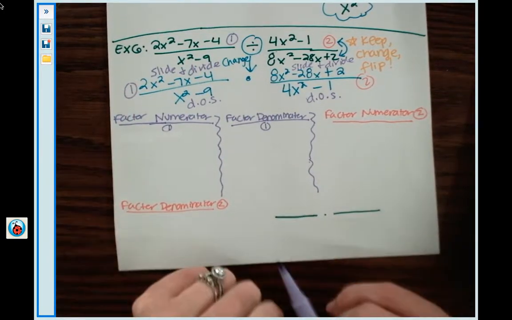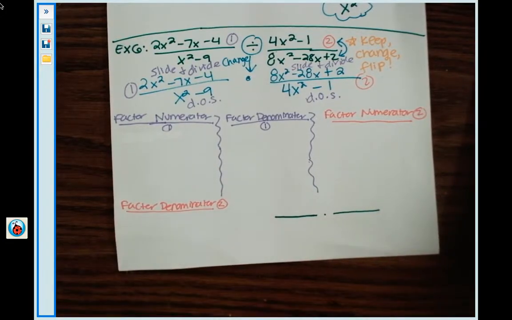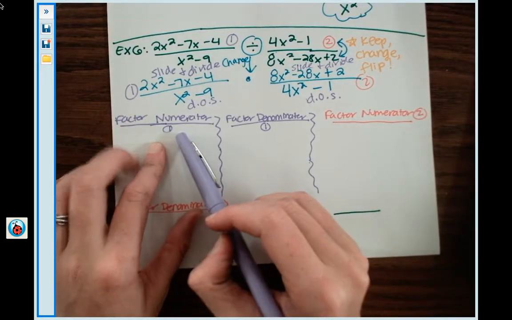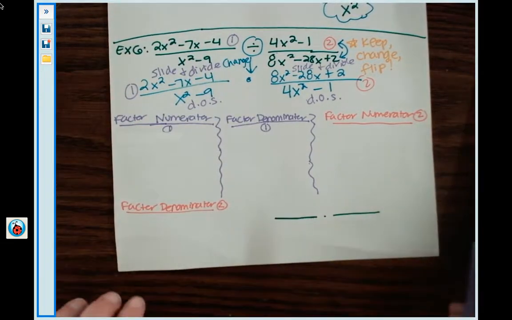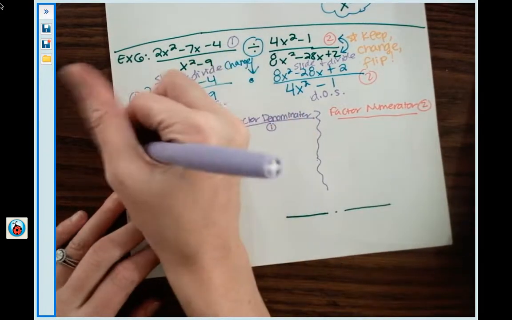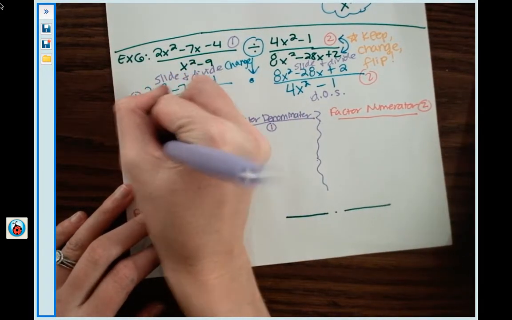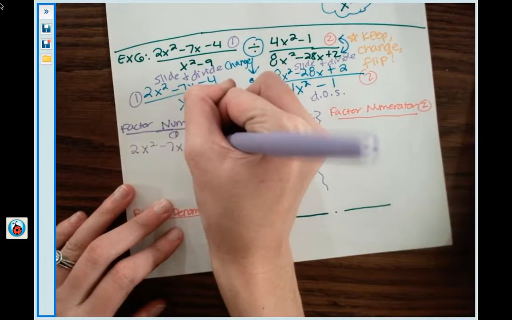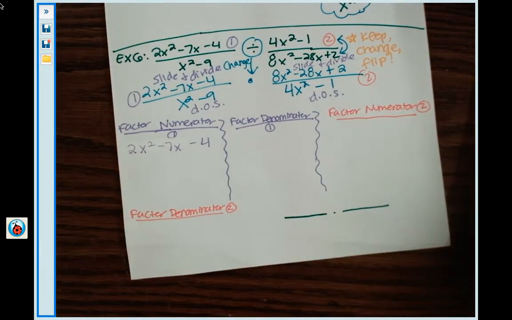And again, if you think you know and understand factoring, I highly encourage that you try this on your own. Okay, so I'm going to start with the numerator of my first fraction, so I'm going to factor that thing. Okay, so let me write it out real quickly. So we have 2x squared minus 7x minus 4. All right, guys, so let's get going.